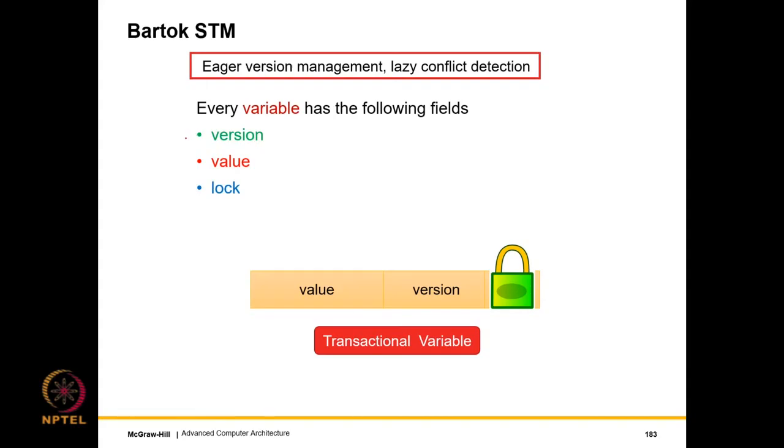So every variable has the following fields. It has a value, it has a version, and it has a log. So this is what a transactional variable looks like: along with the value, the extra fields are the version and the log.